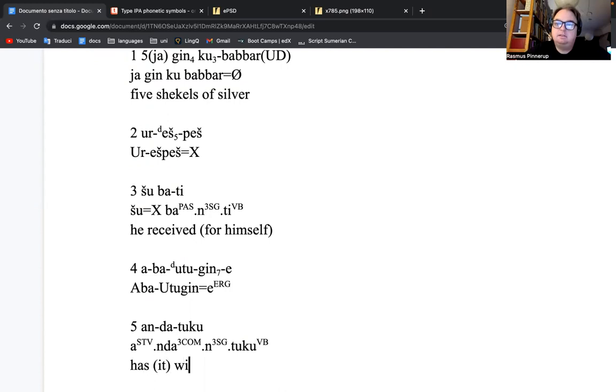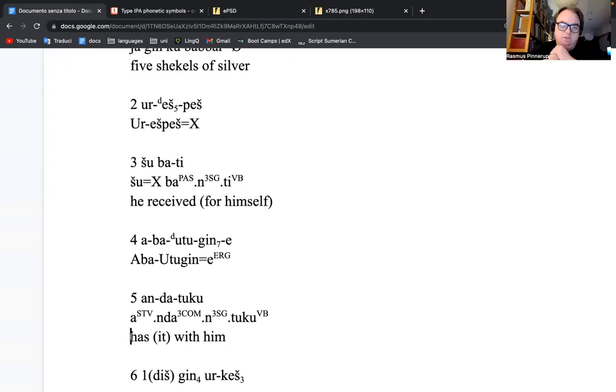Volk says that tuku with the infix da means to have a claim against somebody. Yes, that's one way of seeing it. As in, you are owed something by someone, and the person you have something with is the person you are in strife with, and yeah, good. So do we understand this the way that Uresh has borrowed 5 shekels from Aba-Utugim?